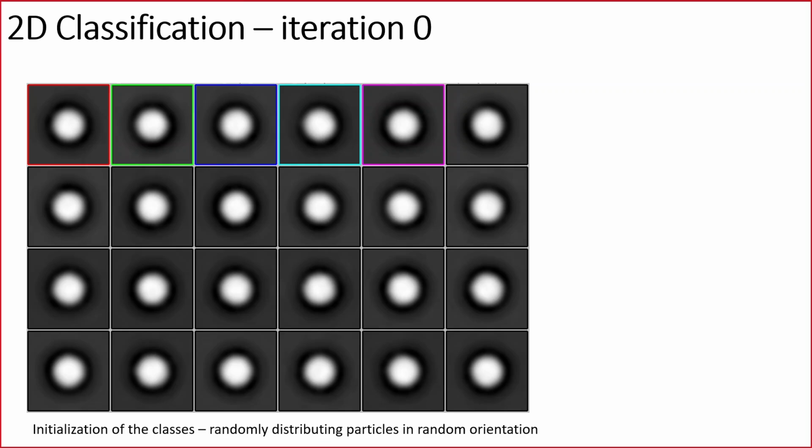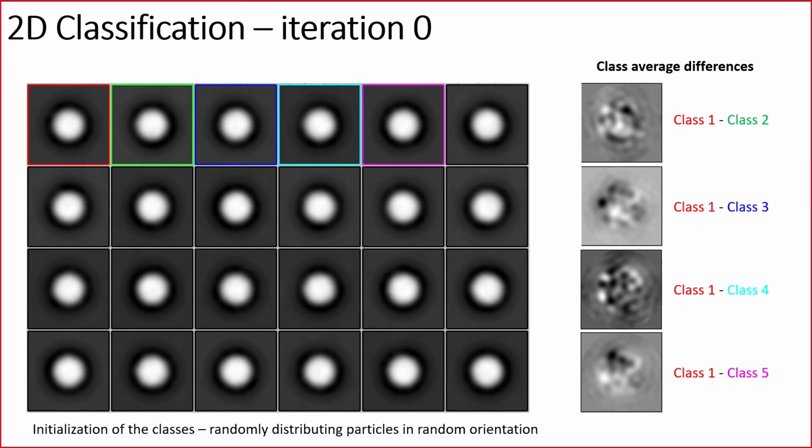To show you that these particles are not the same, I made a subtraction of class average 2 from class average 1, and I get this hazy image. But the interesting part now is that if I subtract class number 3 from class number 1, I will get a different image. That means that there are differences between these classes. If we go further to class 4, class 5, we see that all these differences look different. So these classes are not the same. There are slight variances between these classes.